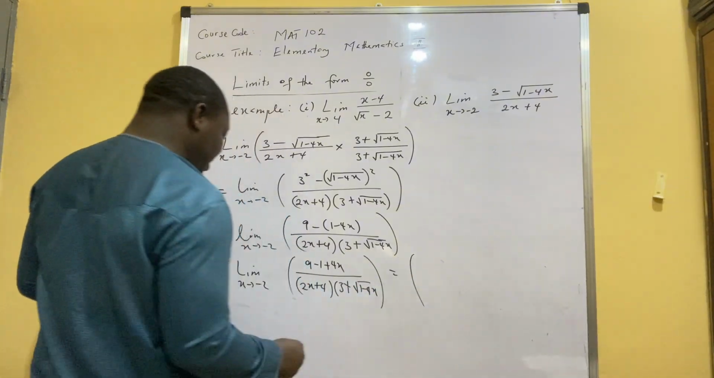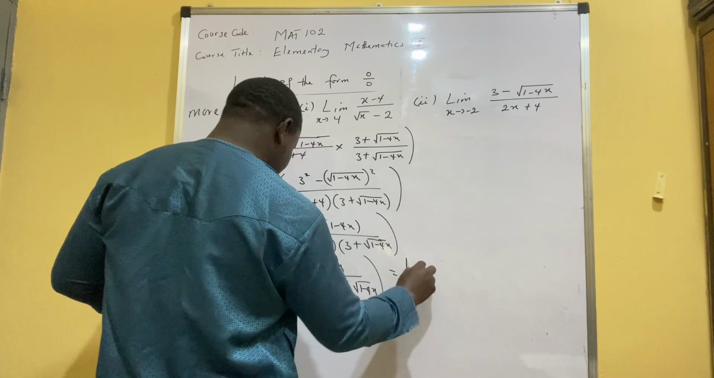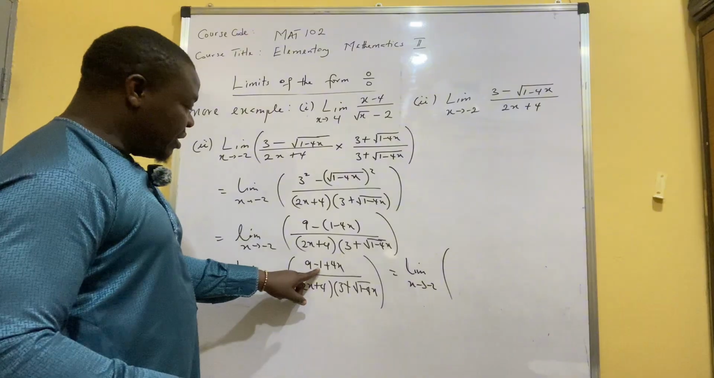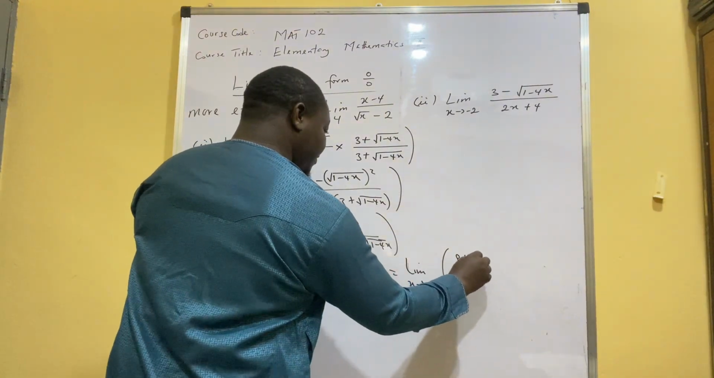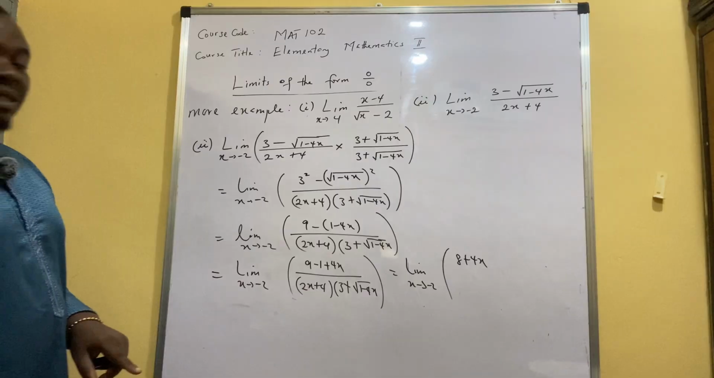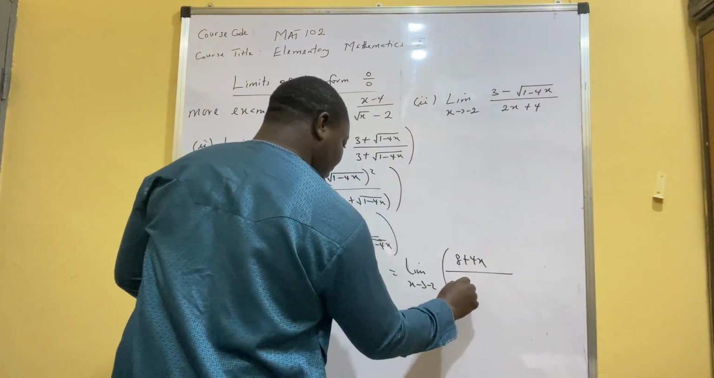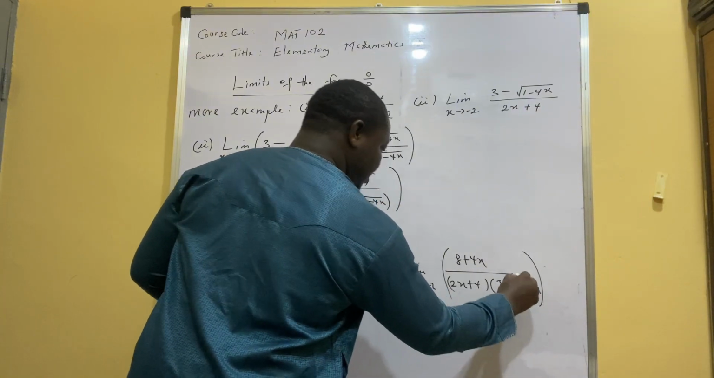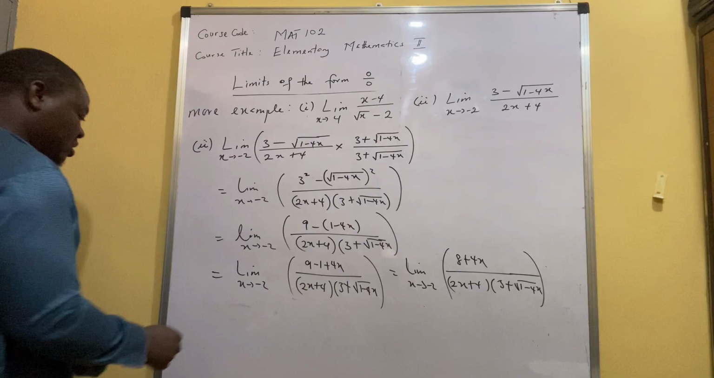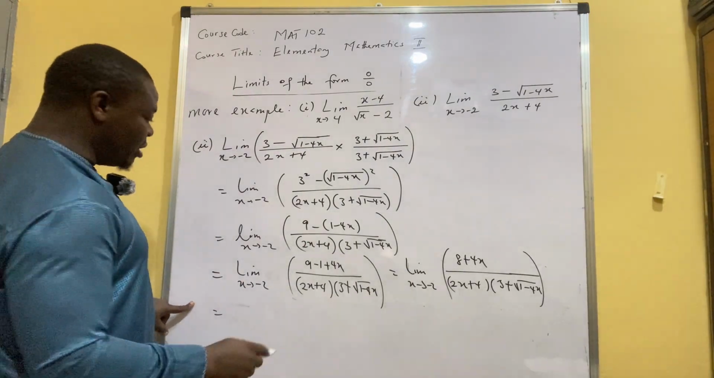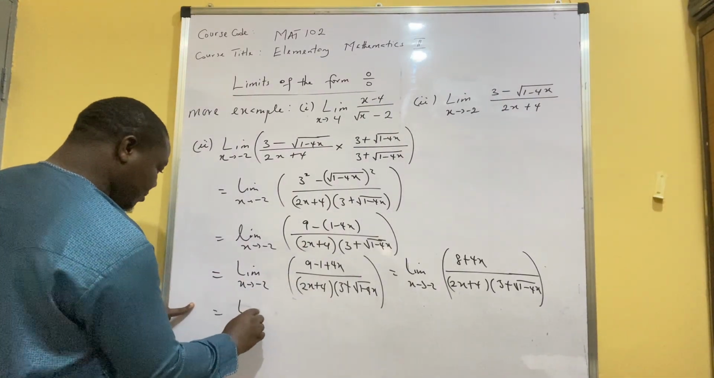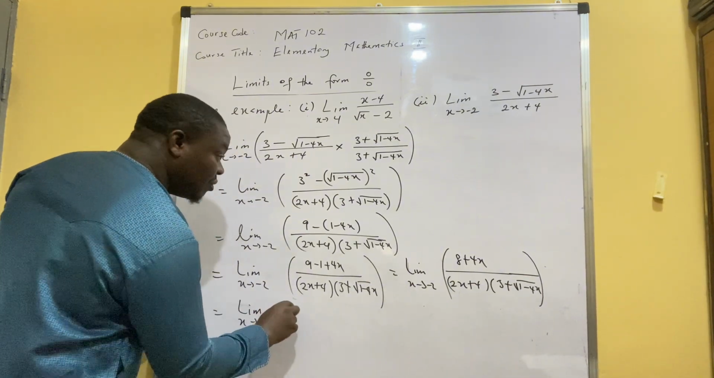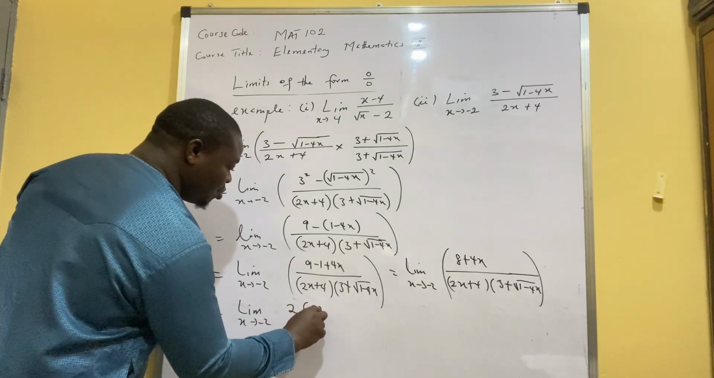If we simplify further, we have the limit as x tends to minus 2 of, 9 minus 1 is 8, so 8 plus 4x, divided by 2x plus 4 times 3 plus root 1 minus 4x. Now if you look at the numerator, something is common to the two terms. 2 is common. You can do something about that. So we have the limit as x tends to minus 2 of 2 open bracket, 2x plus 4.